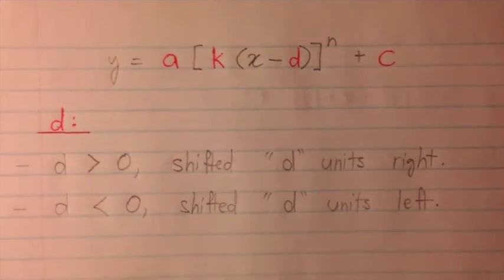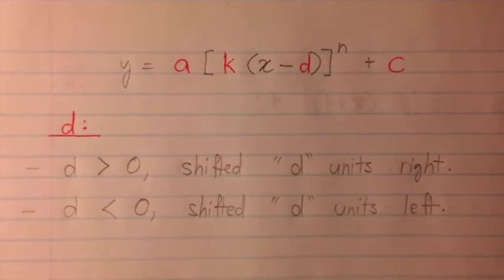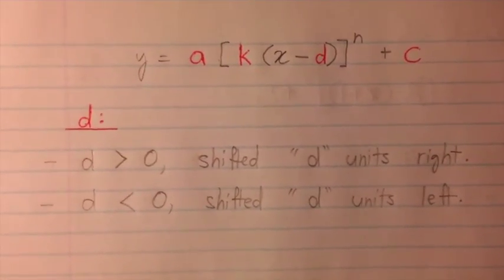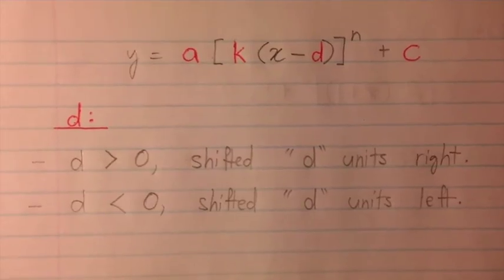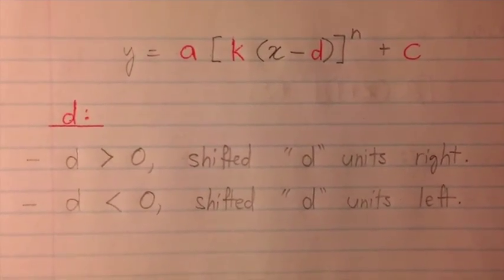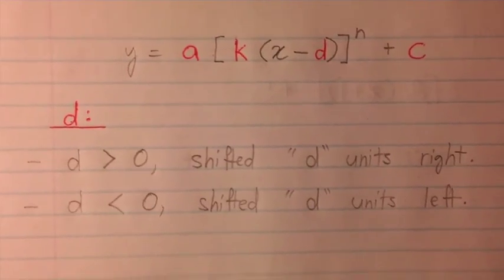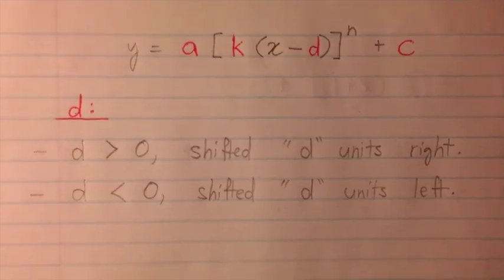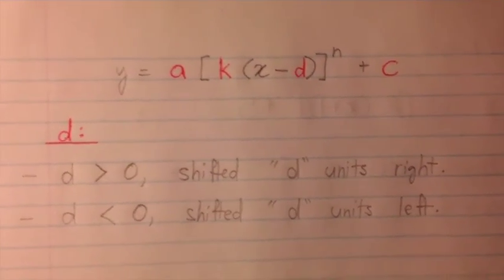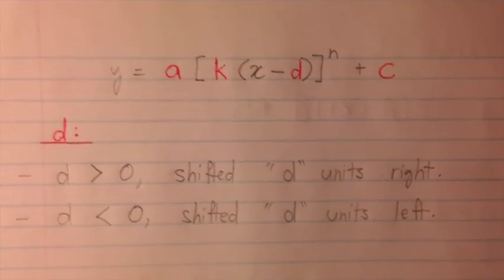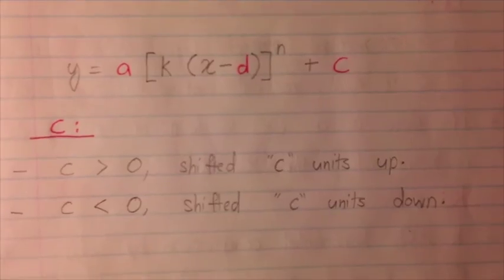Let's take a look at the parameter D. When D is greater than 0, it's been translated D units to the right. And if D is less than 0, it's been translated D units to the left. Because of that minus sign in front of the D, people often get confused, which is why I am going to clarify.